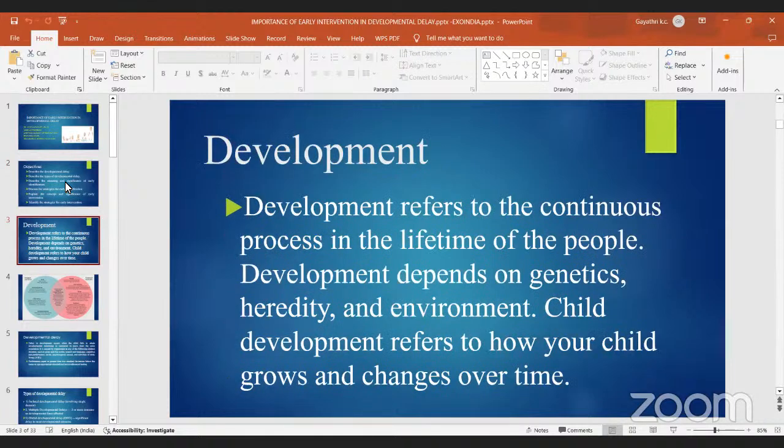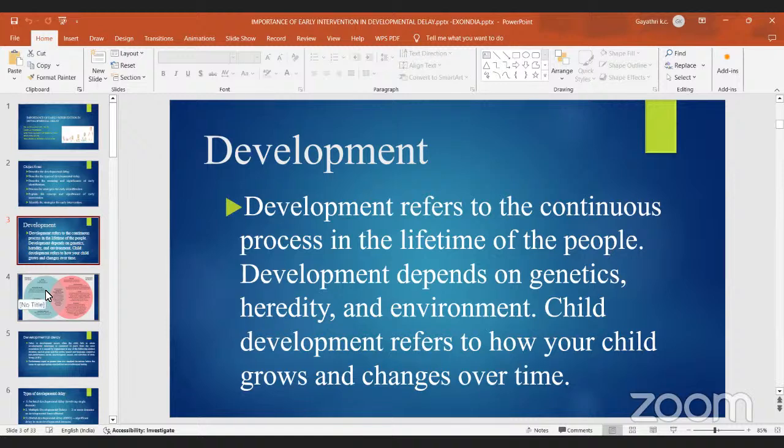First, we want to clarify what is meant by development. Development is different from growth. Growth means the increase in the size and length. Then what is meant by development? Are both the same? No, it's not like that. Development refers to the continuous process in the lifetime of people. Development depends on genetics, heredity, and environmental factors. Child development refers to how your child grows and changes over time. That means even during old age, development continues. Every year, development depends on genetic factors, hereditary factors, and environmental factors.